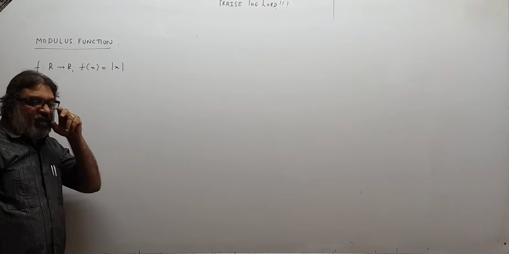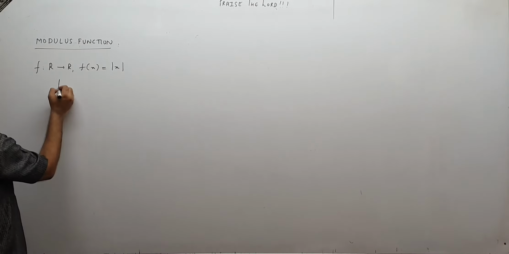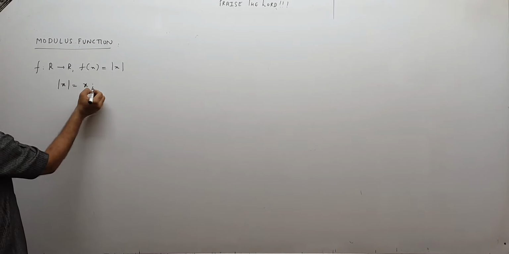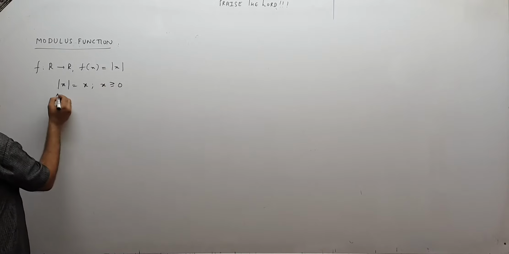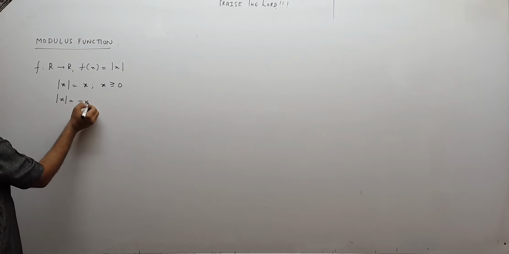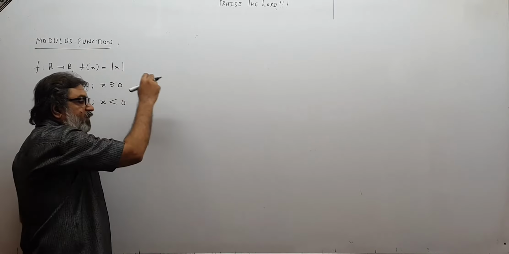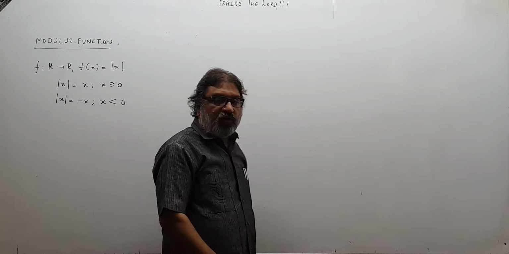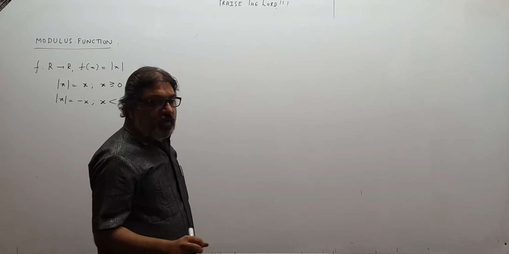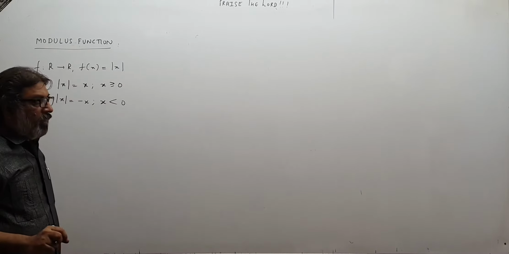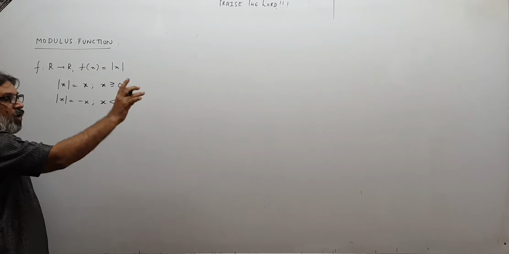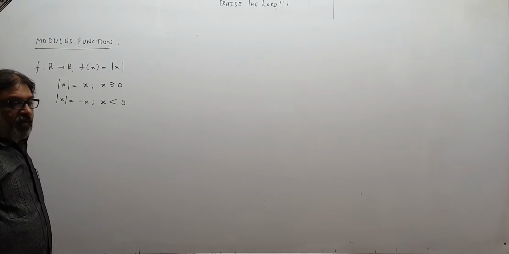Now what will be modulus x? Children, please understand. Modulus x will be x if x is greater than or equal to 0, and modulus x will be minus x if x is less than 0. Because modulus x will always give us a positive value or 0 value. It will always give us non-negative values, either 0 or positive but not negative.